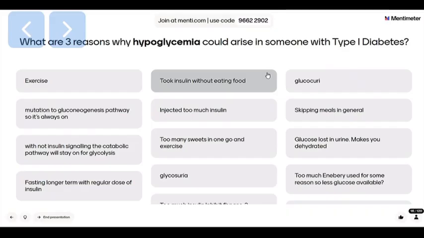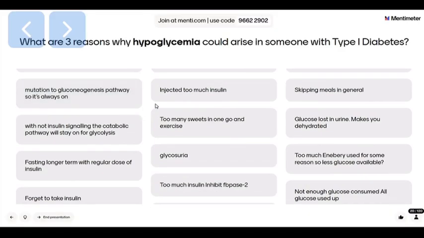All right, we've got some answers coming in. So, took insulin without eating food. We just talked about that scenario, right? If there's no carbohydrates coming in, then you're going to see hypoglycemia. Exercise definitely is going to drain that glucose, use it all up for energy. Your glycogen's also going to get broken down, so that can lead to hypoglycemia if we're no longer able to supply it. I think somebody else mentioned where we skipped meals in general, right? If you're not consuming any carbohydrates in the first place, then that's not going to provide any glucose.